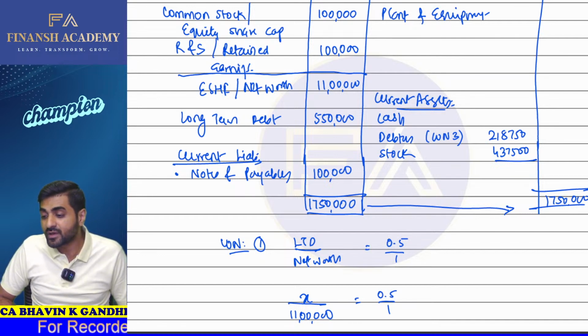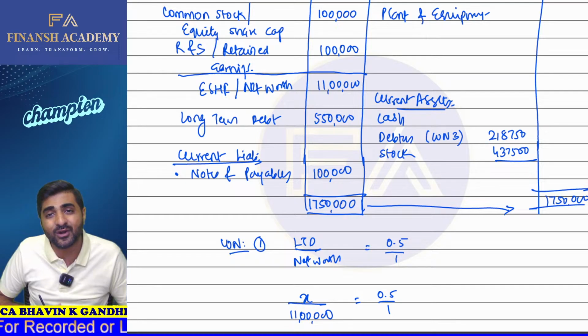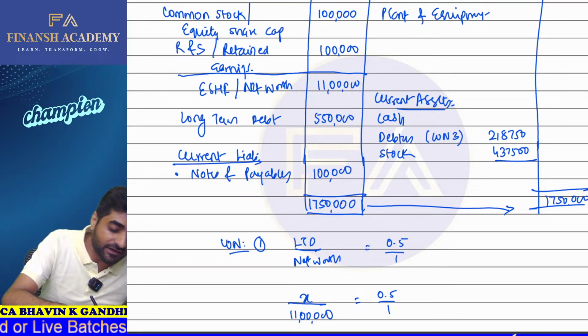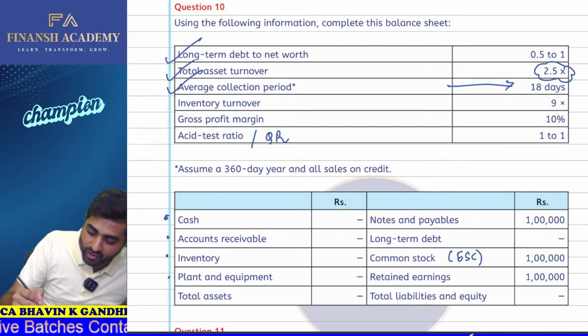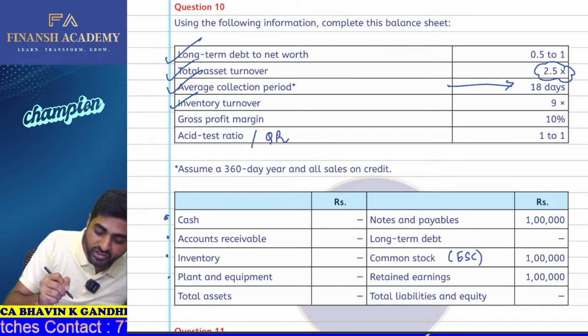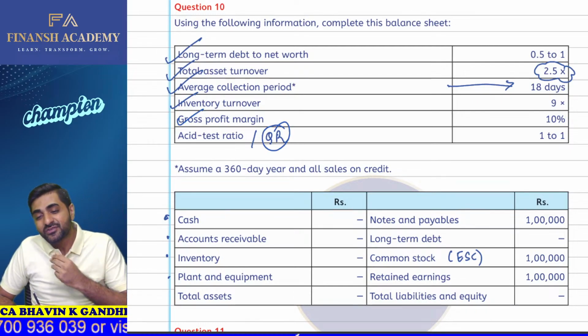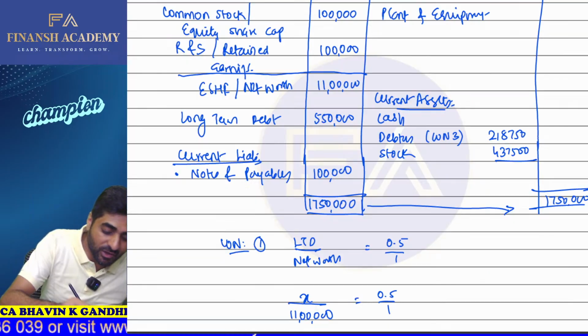Okay. So with this, is my amount of the stock also completed? Come on, yes or no? Yes, sir. Which is 4,37,500. Now we are done with your inventory turnover ratio also. We are done with your GP margin also. And now they have told you quick ratio, that is 1:2. So can I calculate my quick ratio? Come on, yes or no?